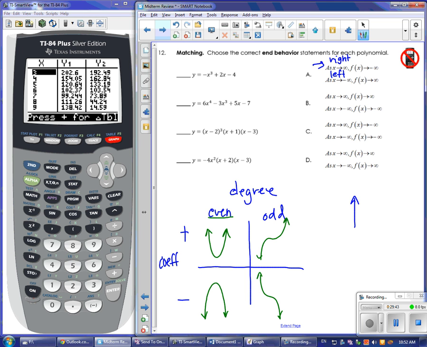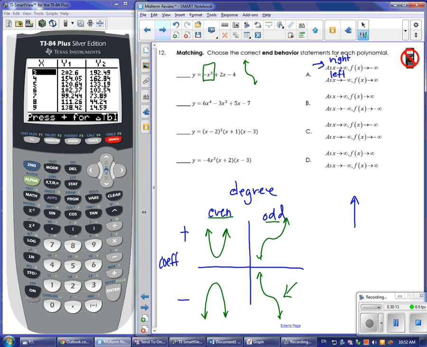So let's take a look at the first example. I'm just looking at the leading coefficient and the leading degree, or the leading term. And do make sure that your equations are in standard form when you're trying to identify the leading term. So I've got negative x to the third. My power of 3 tells me I'm dealing with an odd degree function that is negative. So I know from far away this graph is going to look like this.